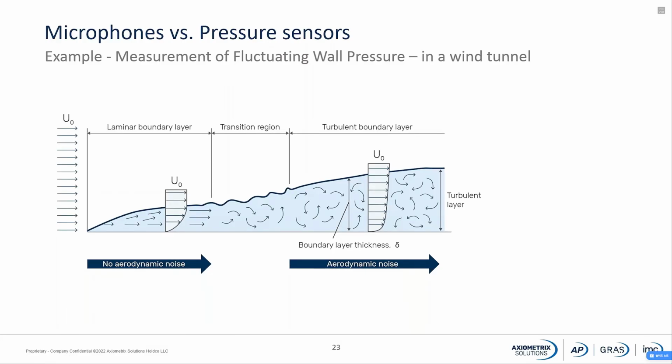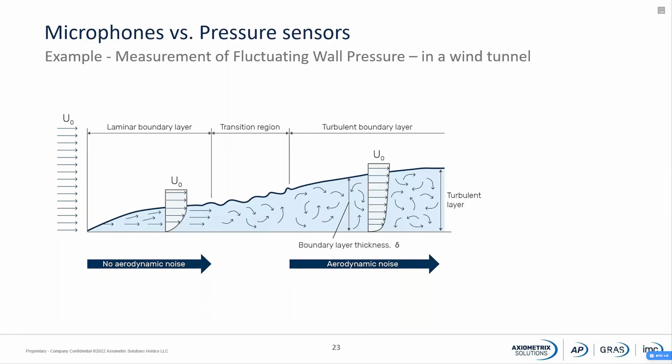This is a practical example where we have been doing some measurements. Before I go into the measurement results, I'm going to cover a bit of the theory behind it, because the application here is measurement of a fluctuating wall pressure in a wind tunnel. So what we are trying to find out is how we can measure the pressure fluctuation on a surface.